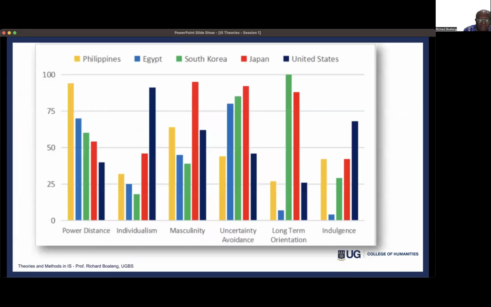Okay. So the countries that tend to dominate are shown here. If you look at power distance, it's very high in the Philippines, but it's low in the Americas. But individualism is very high in the Americas and quite low, even lowest, in South Korea. So these are the dimensions that tend to matter when you are looking at the different types of cultural assumptions that influence people's societies.